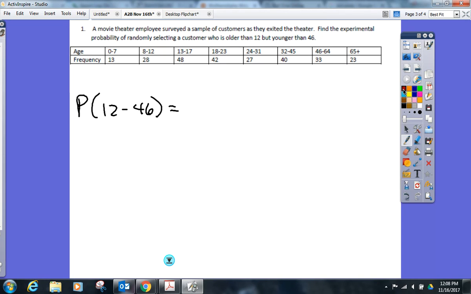Here we go, Catherine, what'd you circle? 13 here. That's ages 0 to 7. What are we trying to find? Ages 12 to 46, so which one should I circle first? Okay, what else should I circle? Yep, any more? Yep, and? Okay, go ahead. Your calculator, whatever you got to do, add them up for me. Tell me how many there are there.